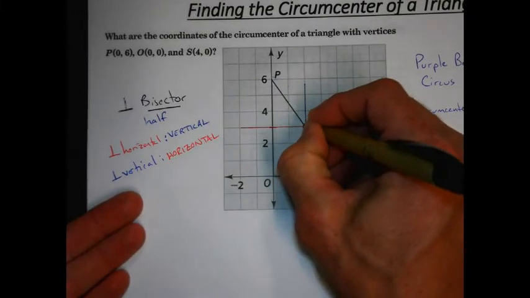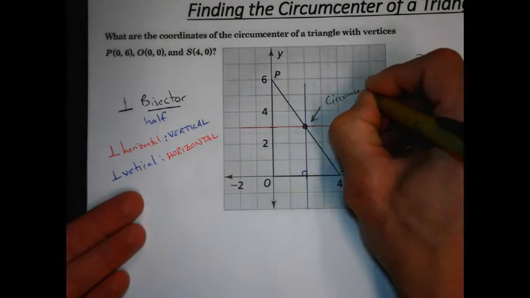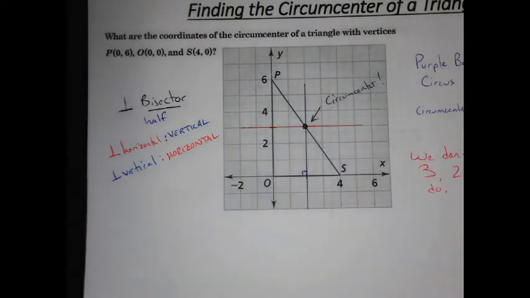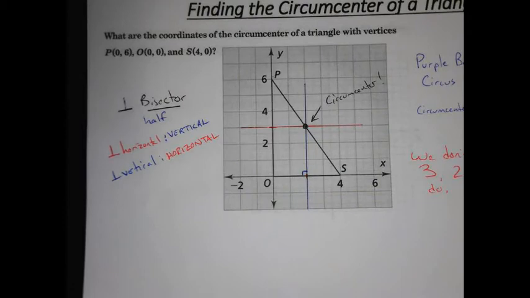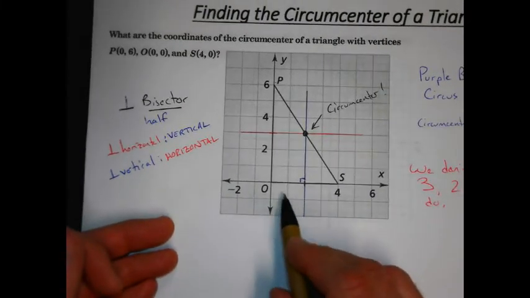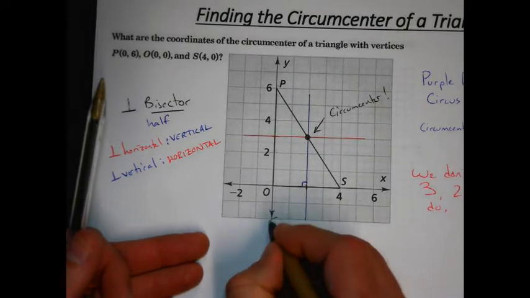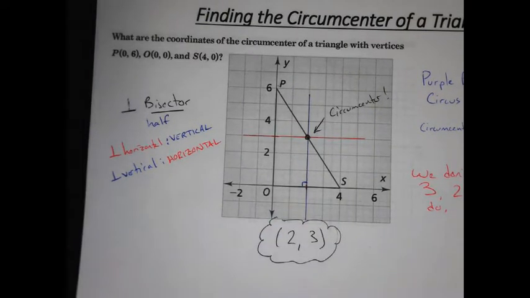Boop. And that is the circumcenter. Okay, so what are the coordinates of that particular point? It is 2 on the x and 3 on the y. So it is 2 on the x, 3 on the y. There are the coordinates of our circumcenter. Okay, and that's how we find a circumcenter.